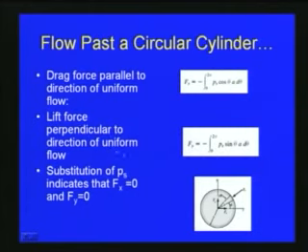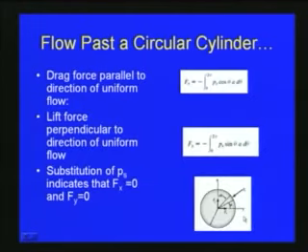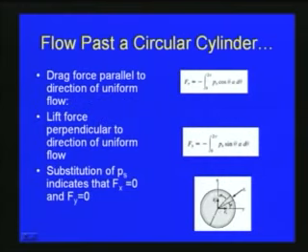Now, the substitution of Ps from the previous expression, Ps is equal to P0 plus half rho u square into 1 minus 4 sin square theta. If we substitute here for Ps, you can see that we will get Fx is equal to 0 and Fy is equal to 0. So, with respect to this figure here, this Fx is in the x direction, and it is the drag force, and Fy is the lift force in the normal vertical direction y, and Ps is the surface pressure which acts on this surface like this.